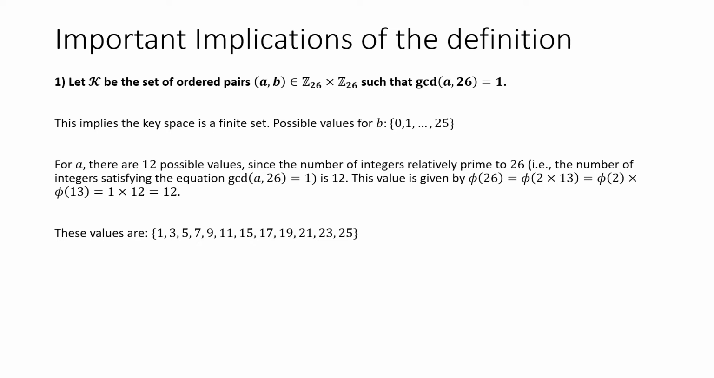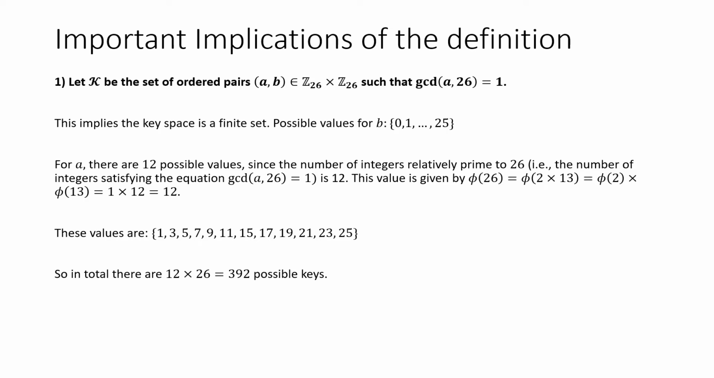And lastly, this implies that there are 392 possible keys in total, 12 coming from the first component of the ordered pair A, because there are 12, and then 26 for the second component of the ordered element. There are 26 such elements, so 12 times 26 is 392.